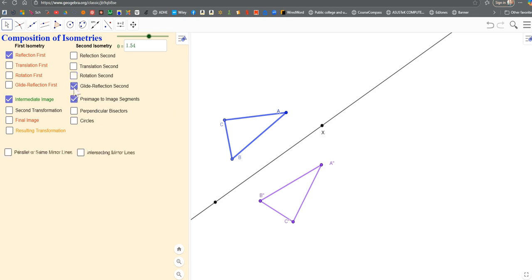Suppose we have a reflection followed by a glide reflection. There's sort of two options, or actually three. The mirror line for the glide reflection could be the same, parallel, or intersecting the mirror line. So let's go ahead and do the parallel version first.